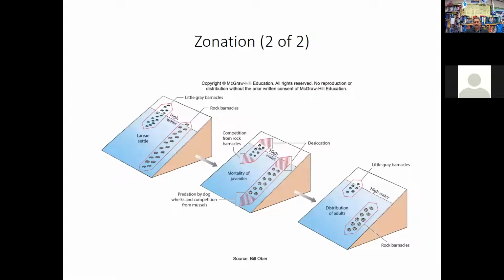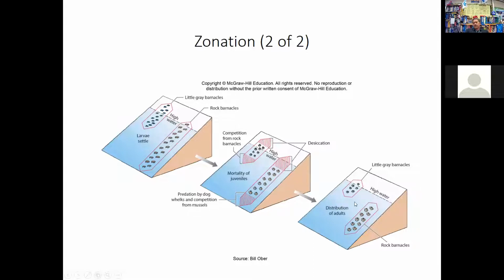Right, and so this gives you another idea. This is a classic example of barnacles that were studied at the University of Washington. You can see there are two different species of barnacles here. These are called the little gray barnacles, and here are the rock barnacles down here. And so we have typically some predation happening down here at the bottom, but at the top, the limiting factor is that they're drying out. So this is the desiccation that occurs right here. And so this is the practical limit.